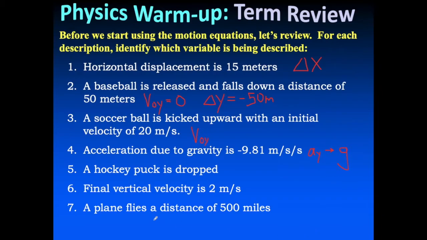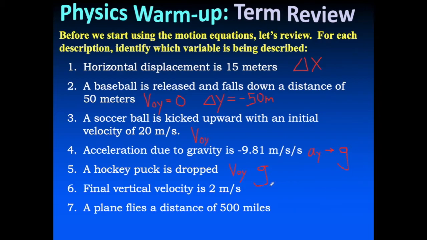Number 5, a hockey puck is dropped. Well, in all honesty, it's very similar to number 2. So hockey puck is dropped means that your v naught y is going to be 0. Since you're dropping something, you've got v naught y equal to 0. And then you also know, in this case, you're assuming you're on Earth, you have little g, the acceleration from gravity.